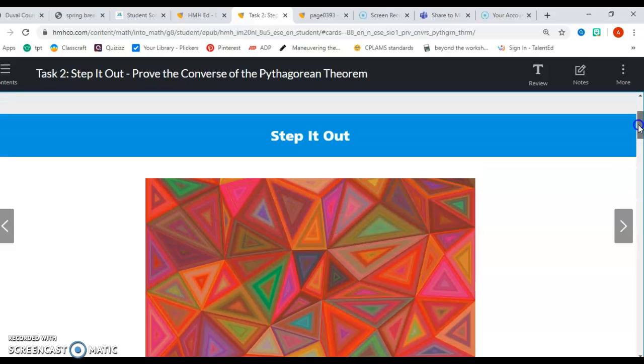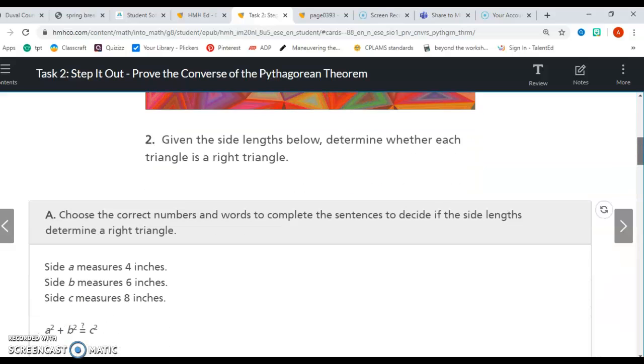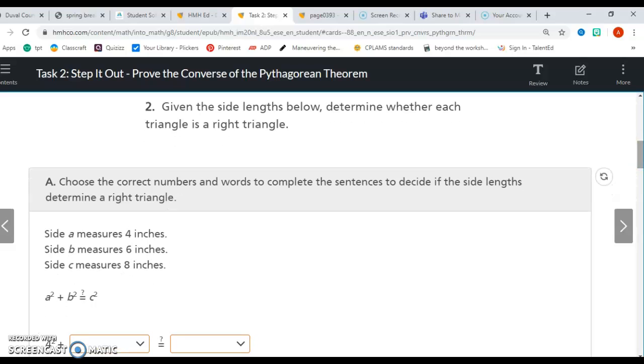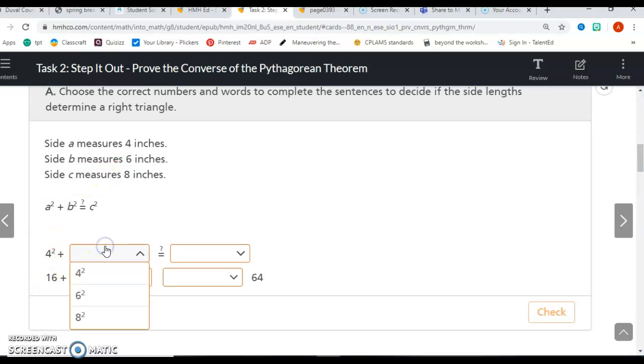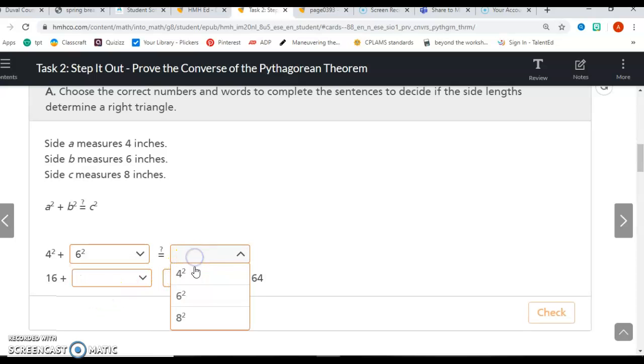So we are on page 375, number 2. You are given the side lengths to the right triangle to determine if each triangle is a right triangle. So we know that the measurement of A is 4, the measurement of B is 6, and the measurement of C is 8. Meaning we would do 4 squared plus 6 squared to determine if it equals 8 squared. 4 squared is 16, 6 squared is 36, and does 16 plus 36 equal 64?